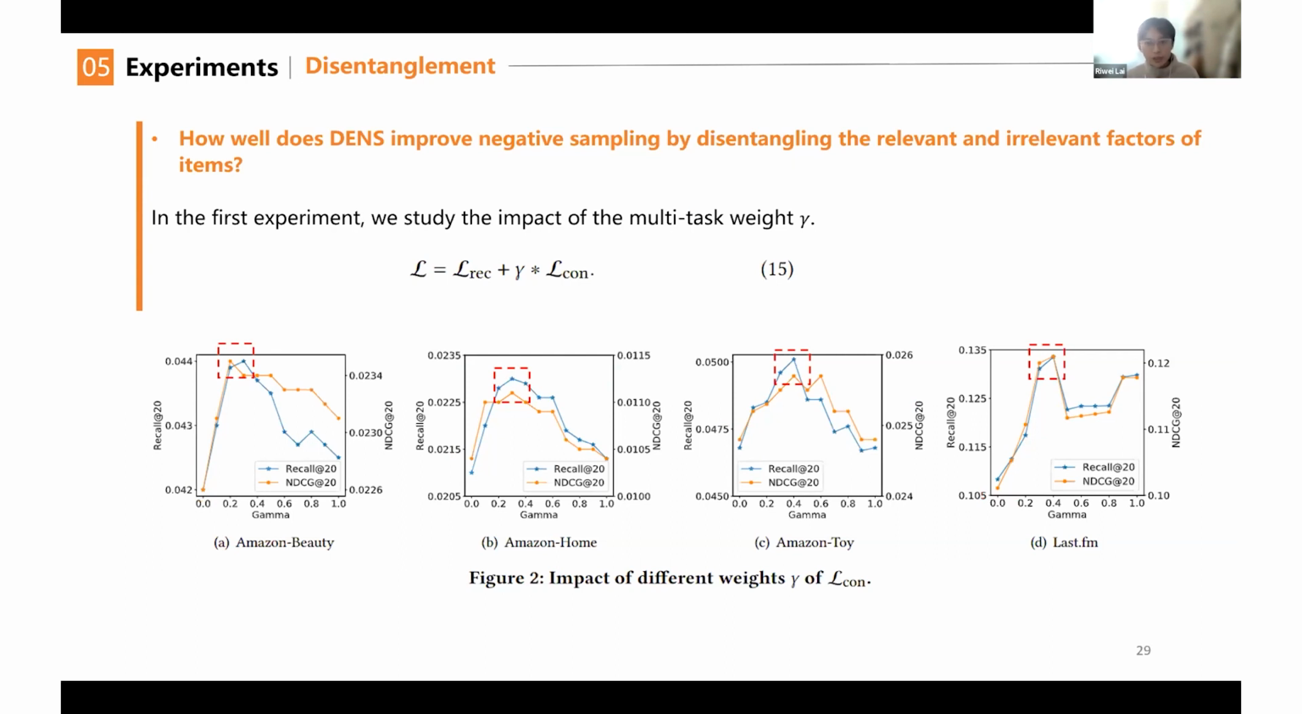Furthermore, we can observe that when gamma equals 0.3 or 0.4, it is an optimal value and the model obtains the best performance. Too small a gamma is not enough to guarantee the credibility of disentanglement, and too large a gamma may contradict the main recommendation task, which will lead to lower performance.